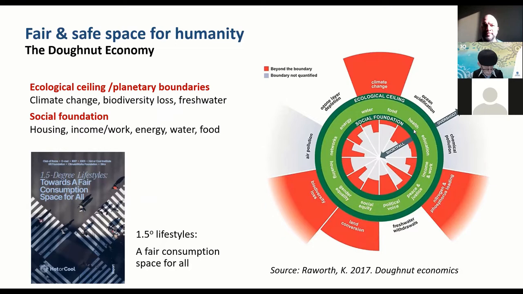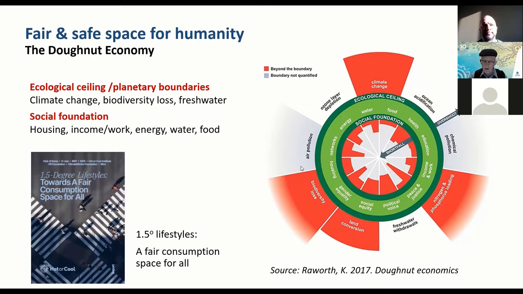And the safe and just space is actually within the donut itself. But it actually involves various indicators for enabling a social foundation on the inner edge of the donut. You can see the social foundation for housing, income and work, energy, water and food, within an overall ecological ceiling or planetary boundary on the outer edge, which includes climate change and loss of biodiversity and the other factors I mentioned.